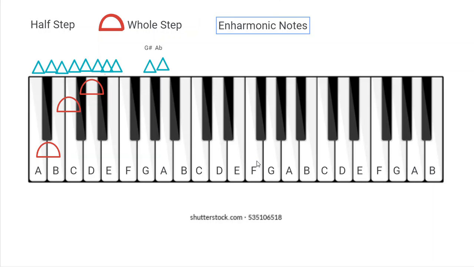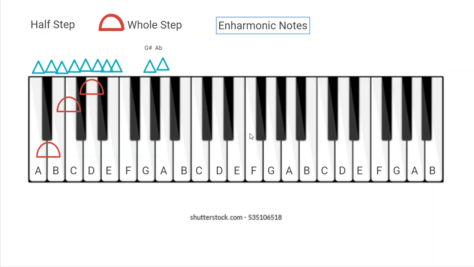So one half step below F is E. The enharmonic spelling for this could also be called F flat if you wanted to get really technical, but we're not going to get really technical. We're just going to say 1/2 step below F is E.